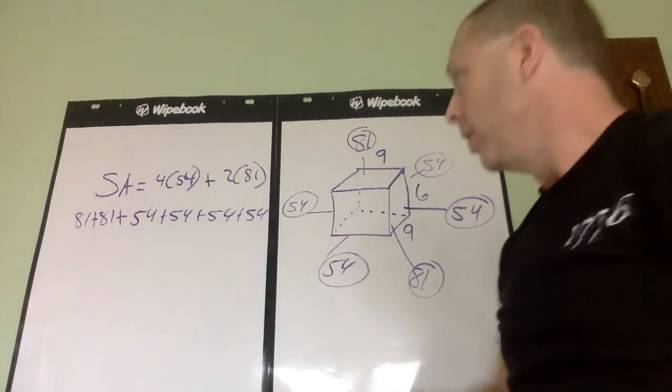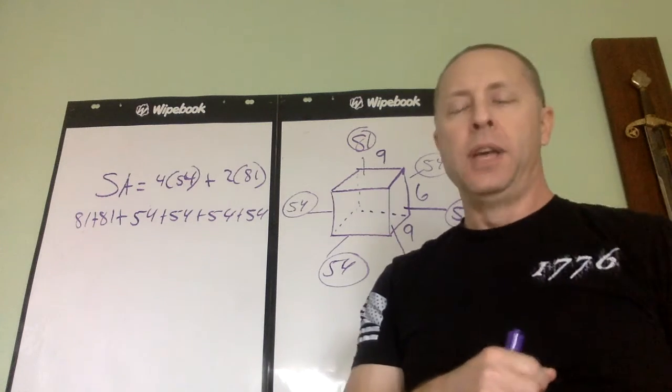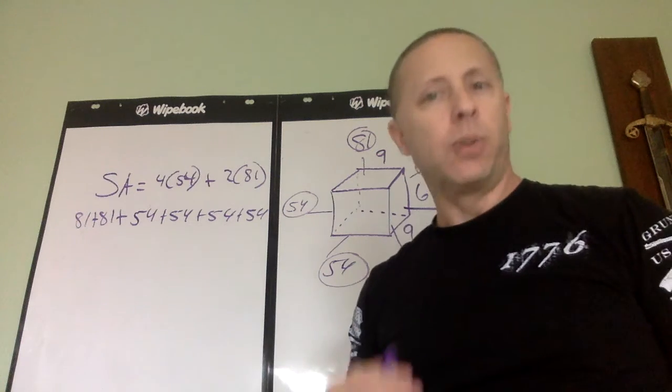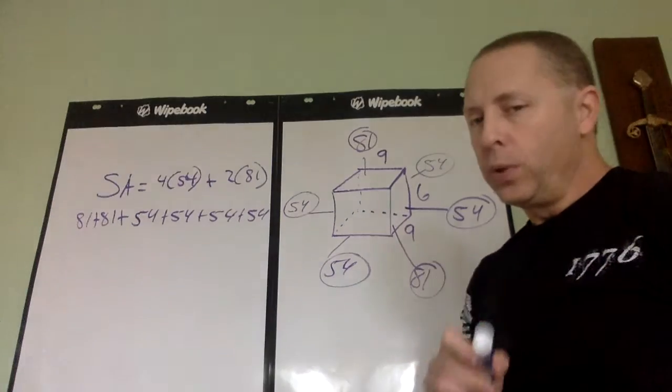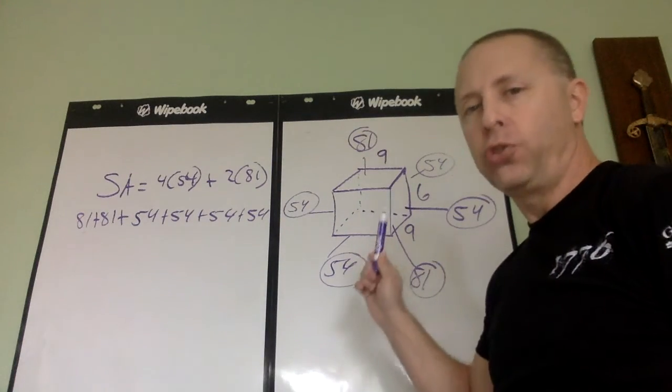Now, this will give you the total surface area. I'm not going to do the calculations for you because this is the first problem of the next homework assignment, which is dealing with surface area. Surface area is not really complex, but what makes it tricky is visualizing the shape.